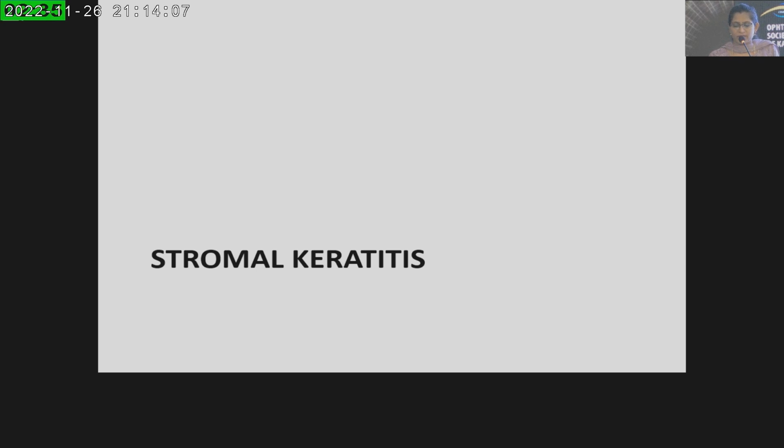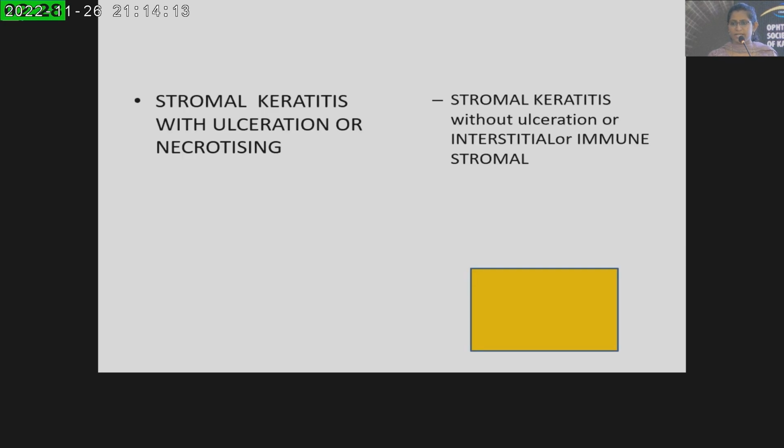Coming to stromal keratitis, it can be secondary from an epithelial or an endothelial involvement, but what I'm dealing with in this slide is actually a primary stromal involvement. So when we see a case with stromal edema, with vascularization or without vascularization, which is the first setup, we have to think about a stromal keratitis.